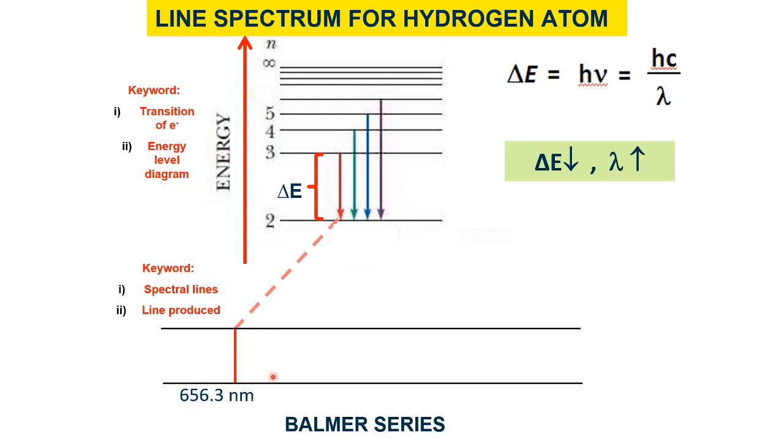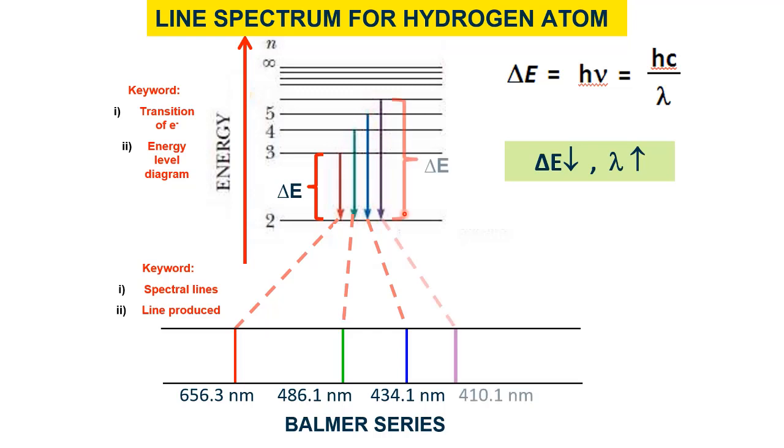Not necessarily left, sometimes it can also be on the right, depending on which side of the energy level diagram the transitions are located. The second line is formed from the second transition, n equal to 4 to n equal to 2, giving a wavelength of 486.1 nanometer, followed by the third line with wavelength 434.1 nanometer formed from the third transition, n equal to 5 to n equal to 2.